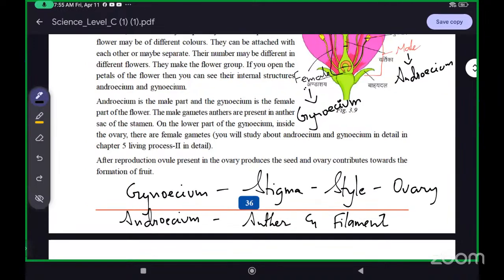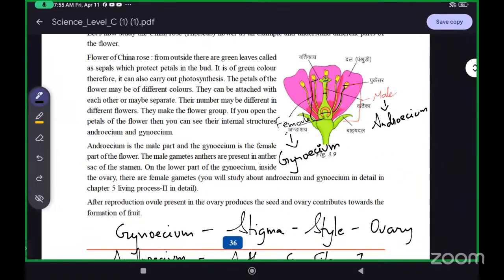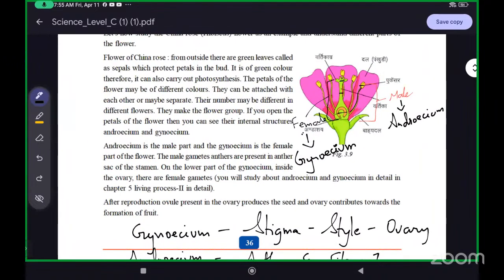Now, androecium is the male part and gynoecium is the female part of the flower. The male gametes are present in the anther sac of the stamen. On the lower part of the gynoecium, inside the ovary, there are female gametes known as ovules. You will study about androecium and gynoecium in chapter 5, living processes too. After reproduction, the ovule present in the ovary produces seed, and the ovary contributes towards the formation of fruit.